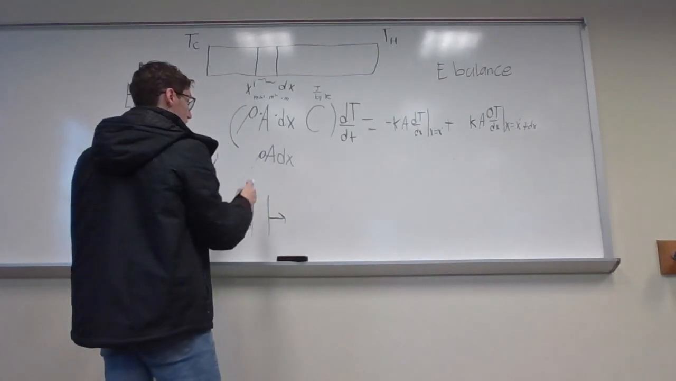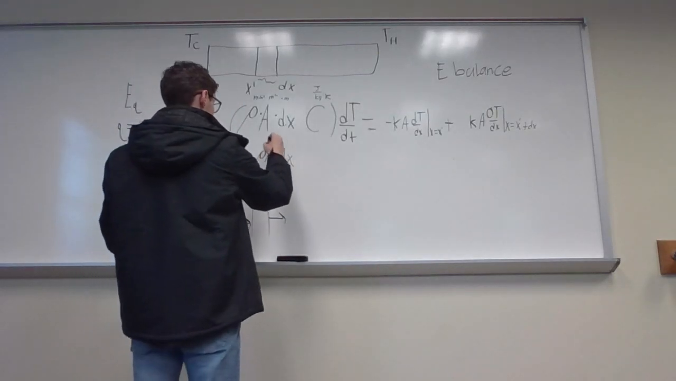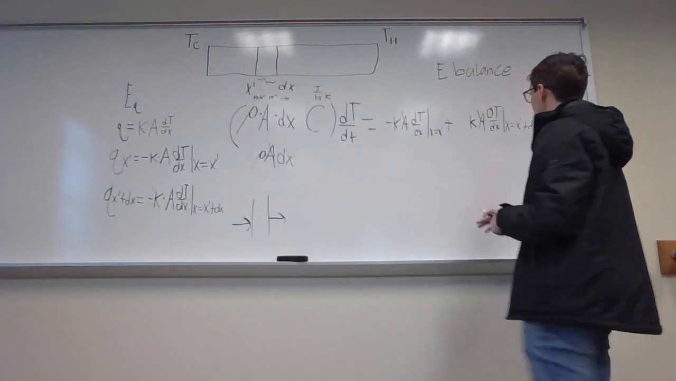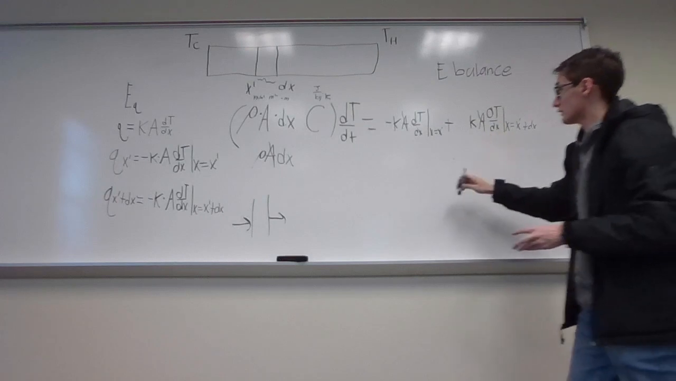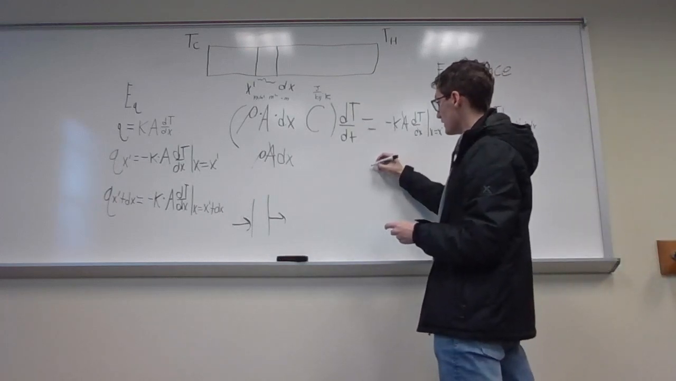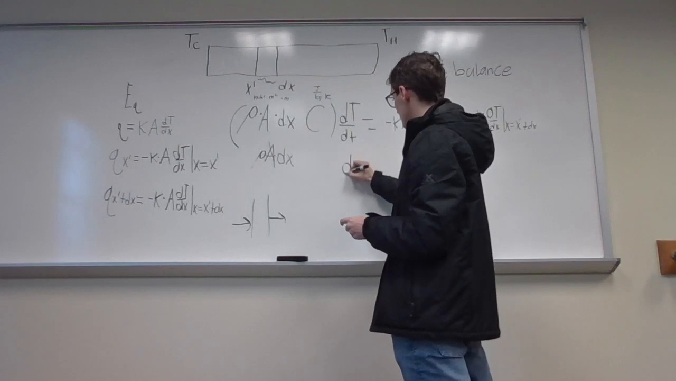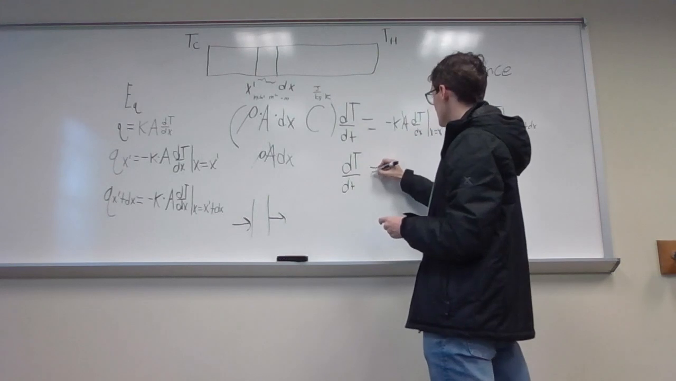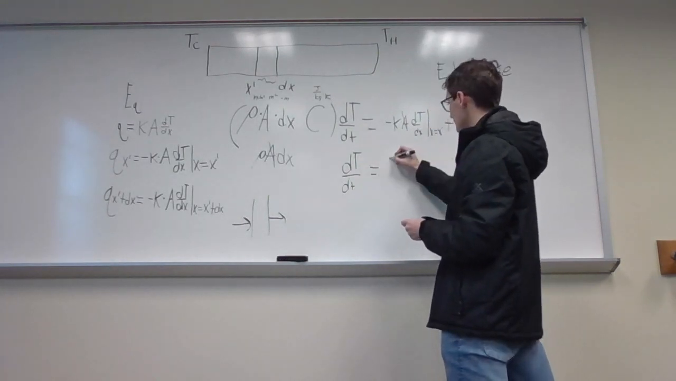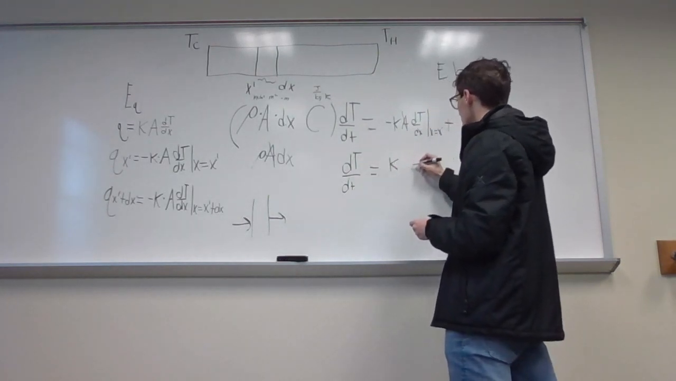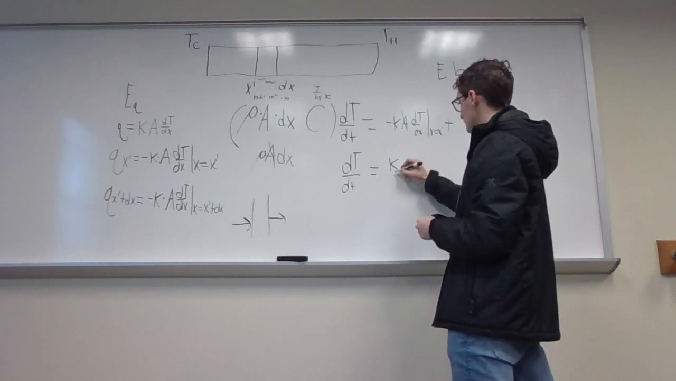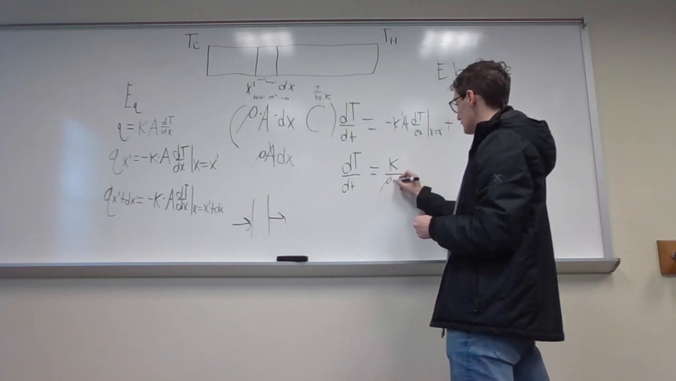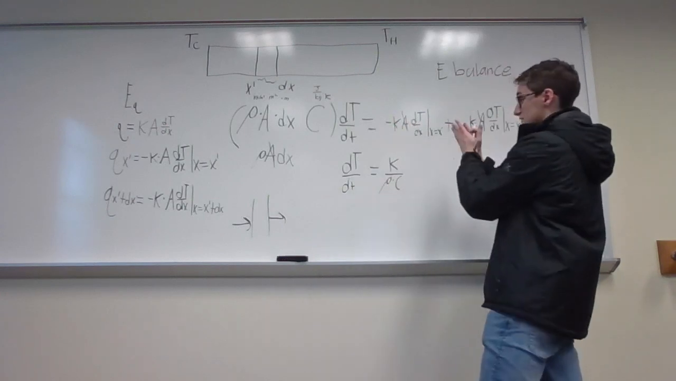We have area, we know it's going to cancel throughout everything. So we can cancel area, cancel area, cancel area, right? And our k's are going to then combine, so we're going to have dT over dt equals our k value, where the negative is going to disappear, over rho c, right, because these are the same system essentially.